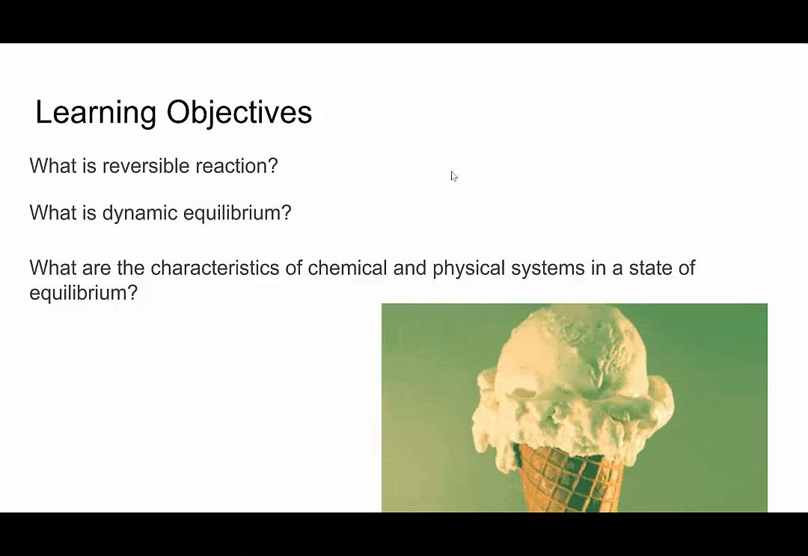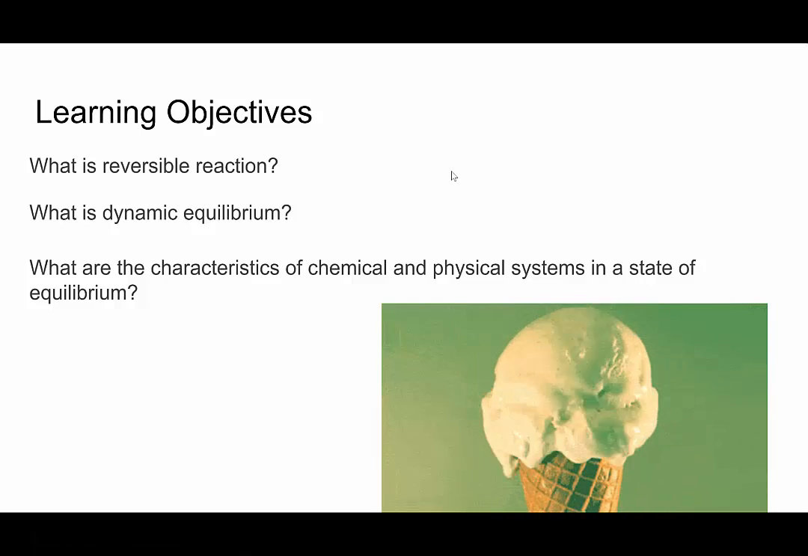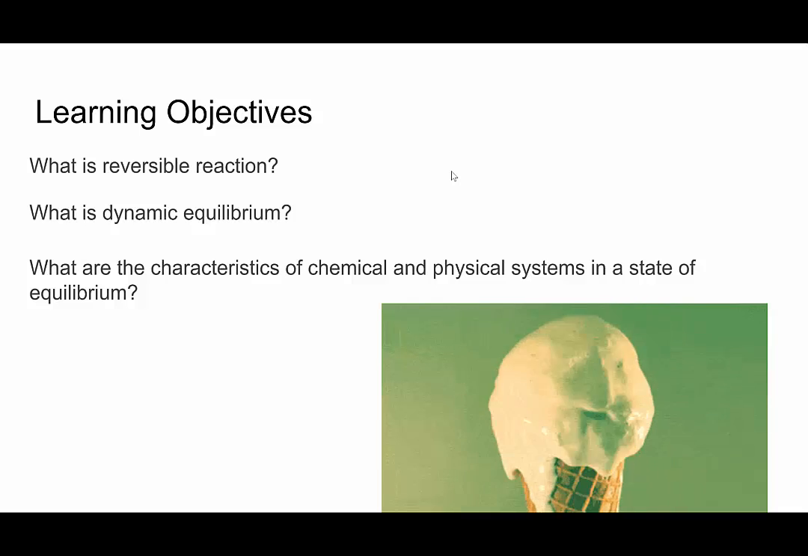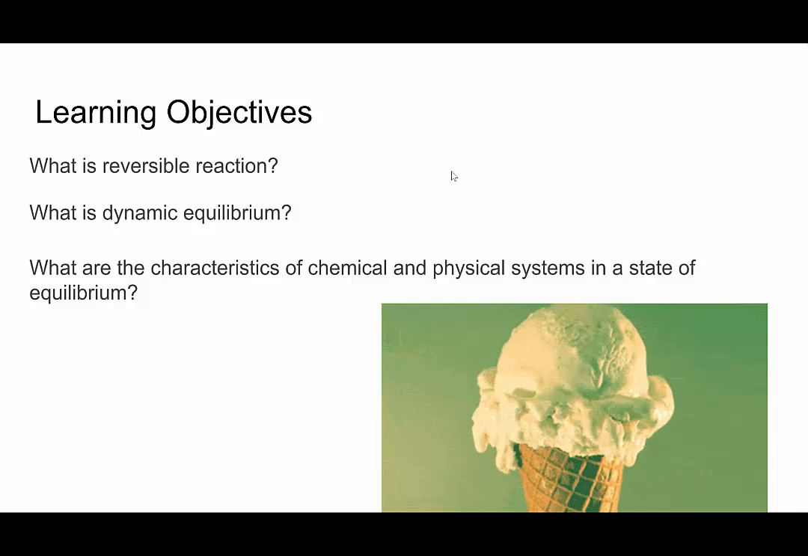What is a reversible reaction? What is dynamic equilibrium? What are the characteristics of chemical and physical systems in a state of equilibrium?